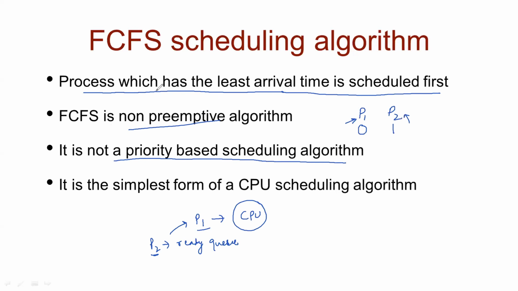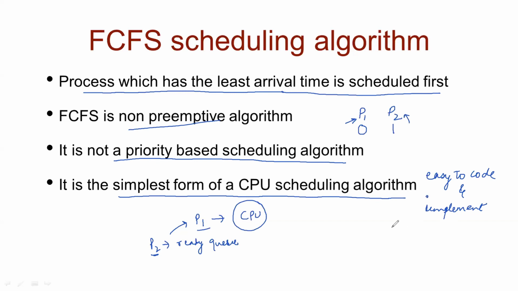The process which has the least arrival time is scheduled first. There is no priority on the basis of which a process is allocated the CPU. And it is a very simple form of a CPU scheduling algorithm. It is very easy to code and implement.